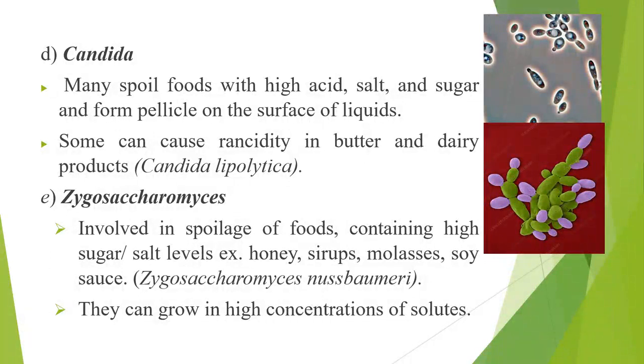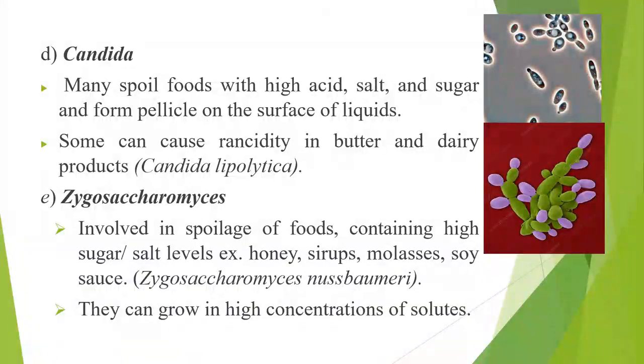Next one is the Saccharomyces. They are involved in the spoilage of foods containing high sugar or salt levels. They can grow in honey, syrups, molasses, soy sauces, etc. An example is Saccharomyces rouxii, and they can grow in high concentrations of these solutes.